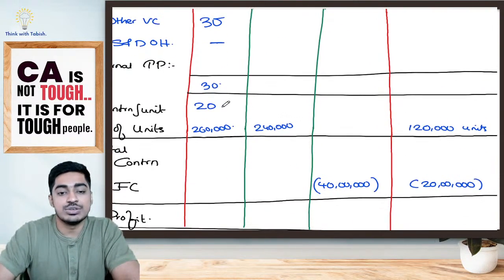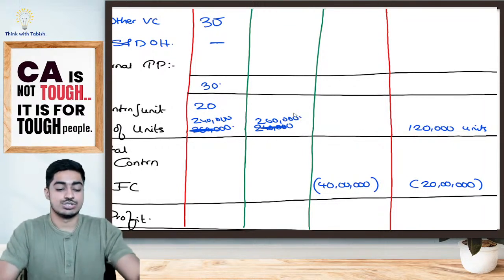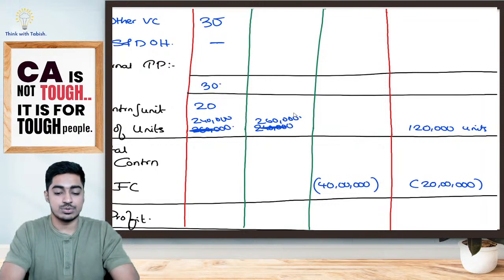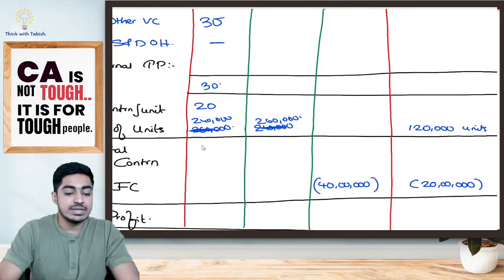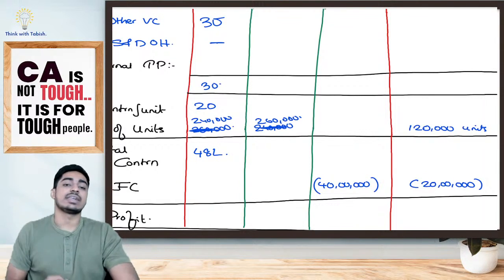Now, how many units am I selling by internal transfer? I am internally transferring 2,40,000 units and externally selling 2,60,000 units. So 20 rupees per unit into 2,40,000 units, I'll be earning 48 lakh rupees. This is by internal transfer.